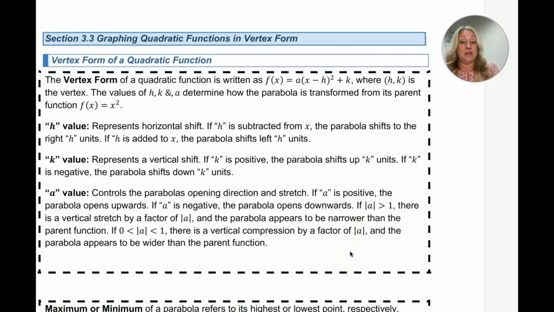Okay, but if the absolute value of a is greater than 1, then there's a vertical stretch, and the parabola appears to be narrower than the parent function, right? You can see the graph of it is narrower. But if the absolute value of a is between 0 and 1, so it's a fraction between 0 and 1, there's a vertical compression that takes place, which makes it wider, right? If you're compressing it vertically, it's making it wider. And so if we're comparing it to that parent function again, we can see that it's wider.